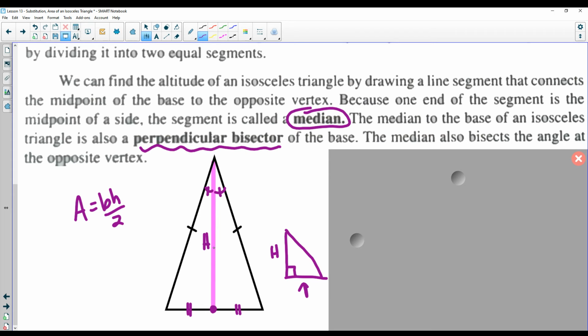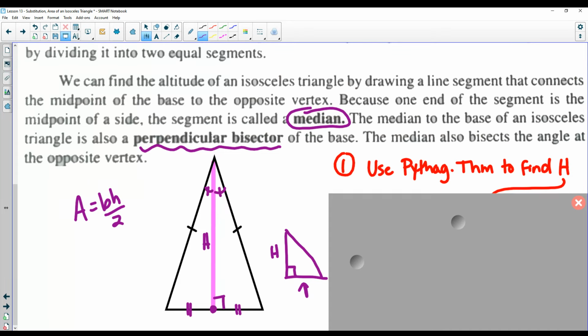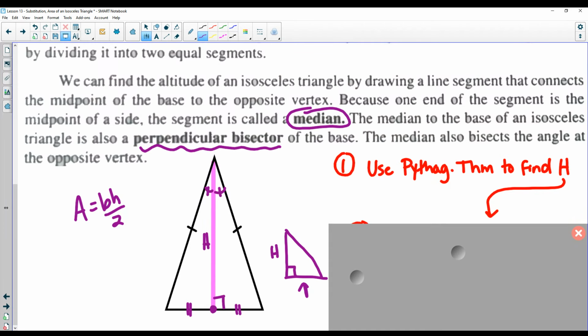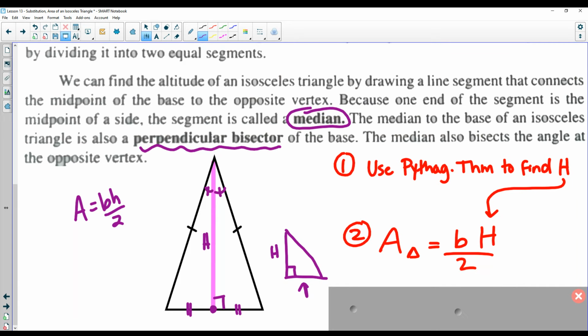We do not. However, since we have the median is a perpendicular bisector, we have a right triangle, don't we? So we have a right triangle from which we can use the Pythagorean theorem to find h. So that's going to be step number 1 when you're asked to find the area of an isosceles triangle. Number 1, use the Pythagorean theorem to find h, the height. And then once you've got the height, just plug it into the area of a triangle formula, and you're good to go.